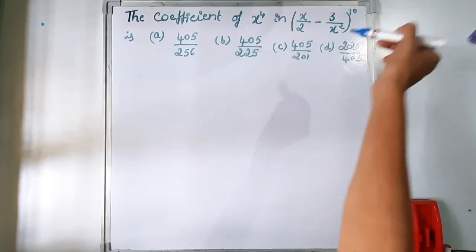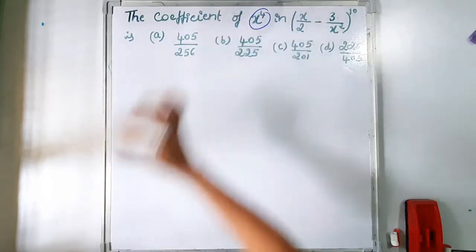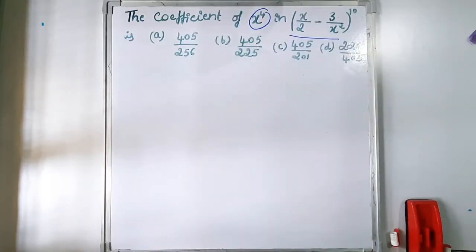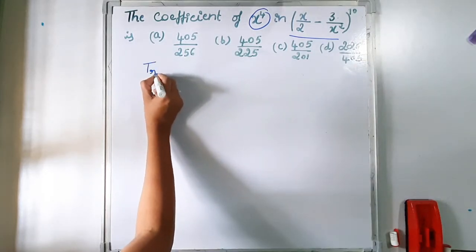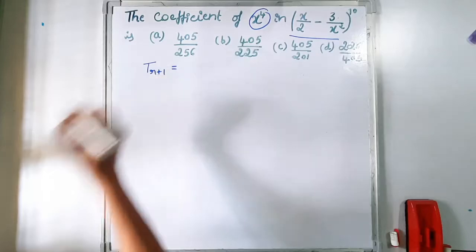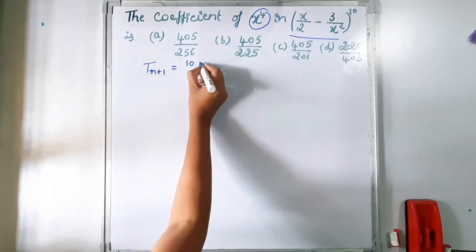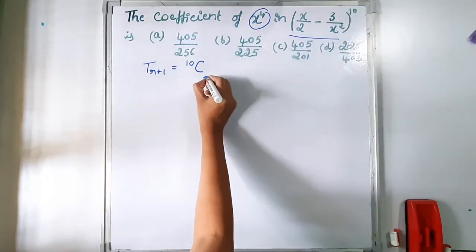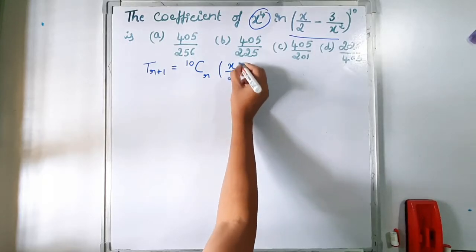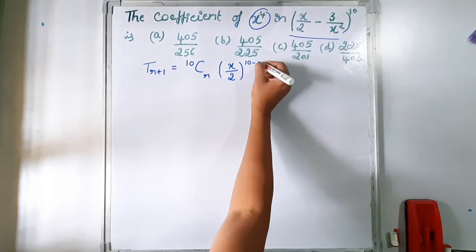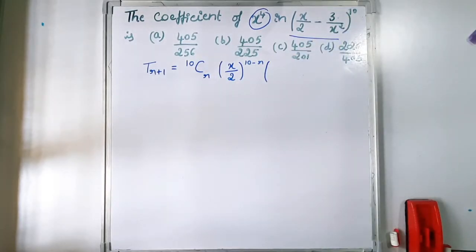The coefficient of x to the power 4 in the expansion of (x divided by 2 minus 3 by x square) whole to the power 10 is. So we are finding the coefficient of x to the power 4 in this expansion, right? Similar to the previous problem, first we'll write the general term T(r plus 1) is equal to, here I am not going to write the formula, directly I will write 10 (the value of n is 10), r, right? In the place of x we will be having (x divided by 2) whole to the power 10 minus r, into the value of y, which will be minus 3 by x square, right?